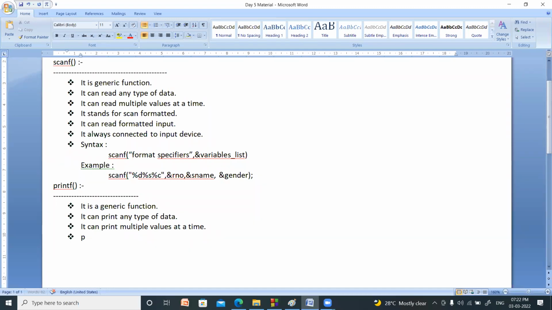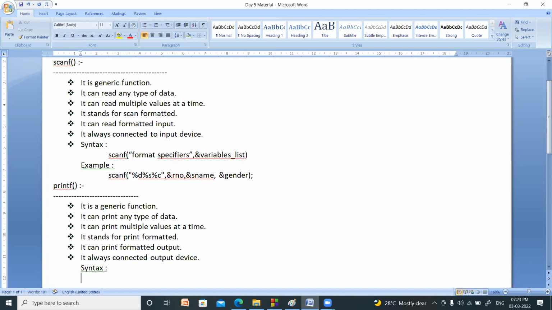Now, what is the meaning of printf? It stands for print formatted. Print means print, F means formatted. It can print formatted output. Formatted output means you can print the data using format specifiers. Next, it is always connected to the output device.